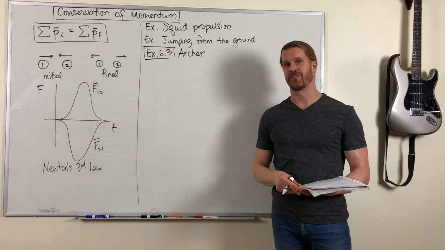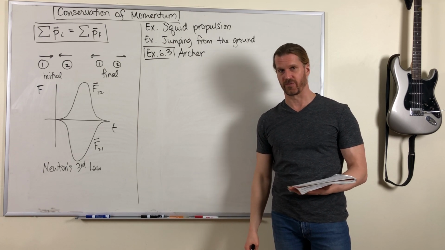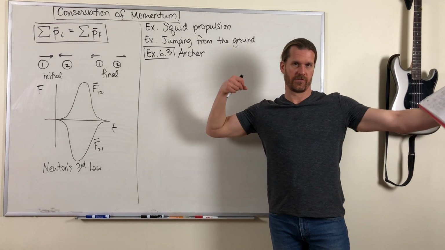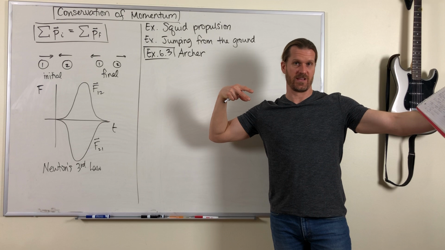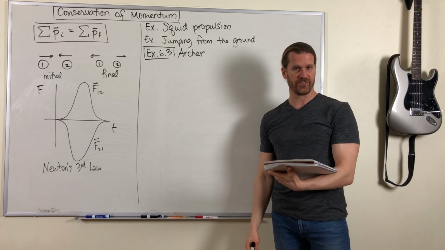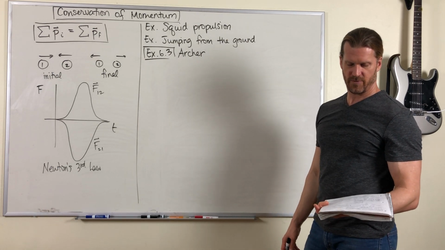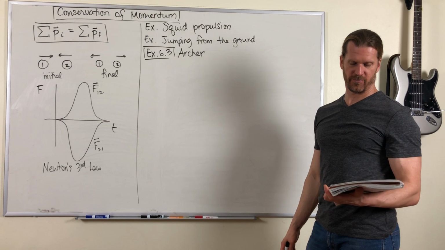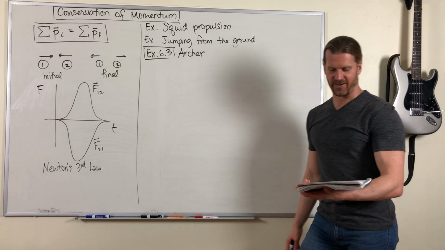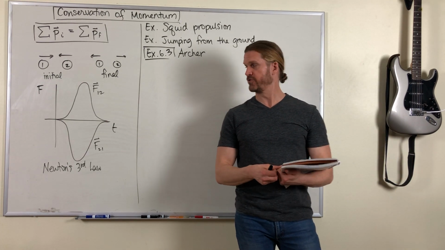Let's do a quantitative example. This is example 6.3 from your textbook. You have an archer, someone who's shooting a bow and arrow. The archer's standing on a frictionless surface like ice. Probably not the greatest thing to do if you're an archer, but this is a textbook, so it makes sense in the textbook. And we want to find out what happens after the archer shoots an arrow.